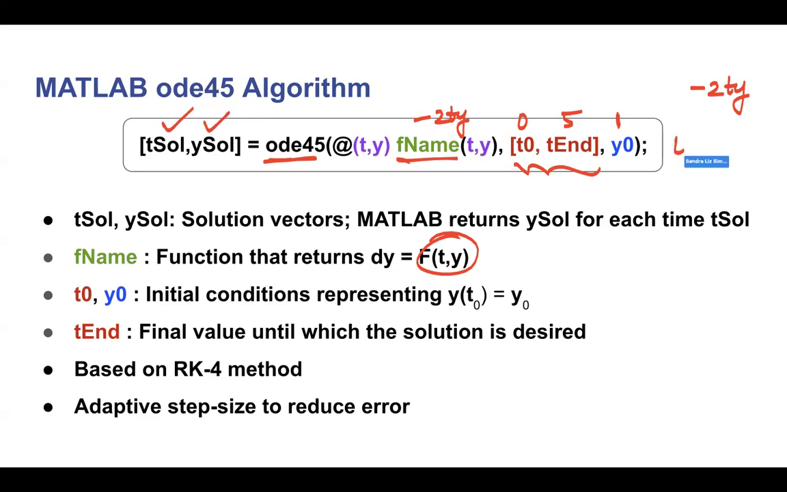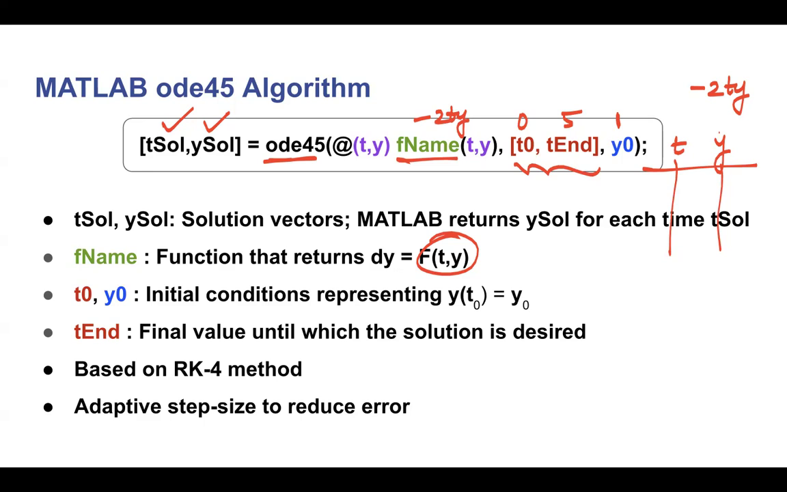That is, for t, I'll get a vector, and for the corresponding values, I'll be getting the y values. So I'll be getting a vector of t and y values here. This is based on RK4 methods. RK2 methods we have seen; there are also RK3 and RK4 methods. This is based on RK4 methods.